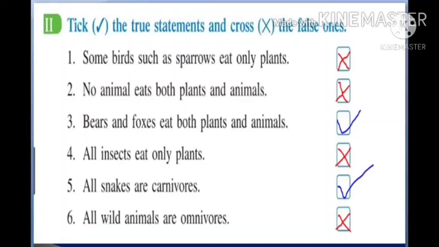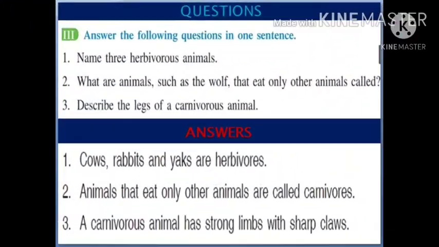Fourth, all insects eat only plants. No, it is a false statement. So we have to put a cross. Fifth, all snakes are carnivores. Yes, it is a true statement. That is why you have to put a tick. Sixth, all wild animals are omnivores. No, it is also a false statement. That is why you have to put a cross. Now let's move to the question answers.